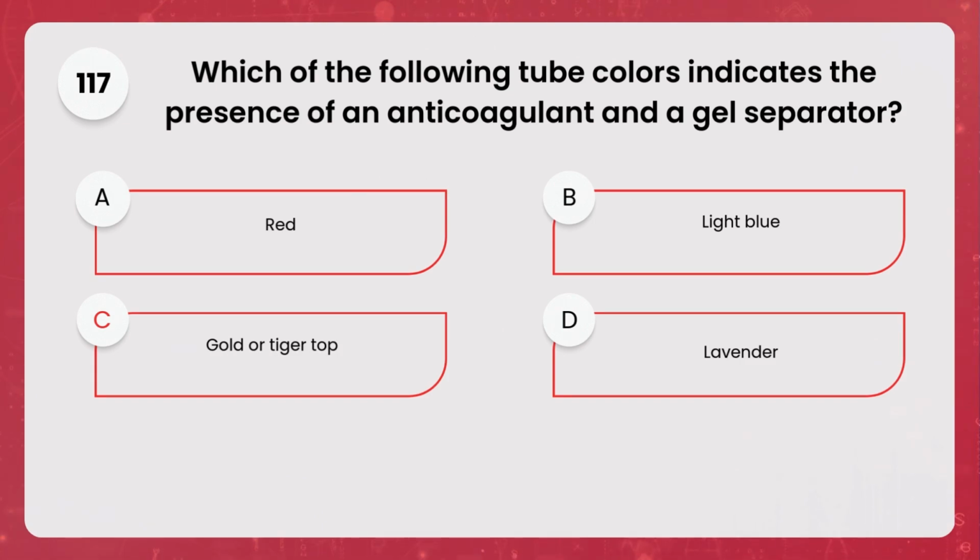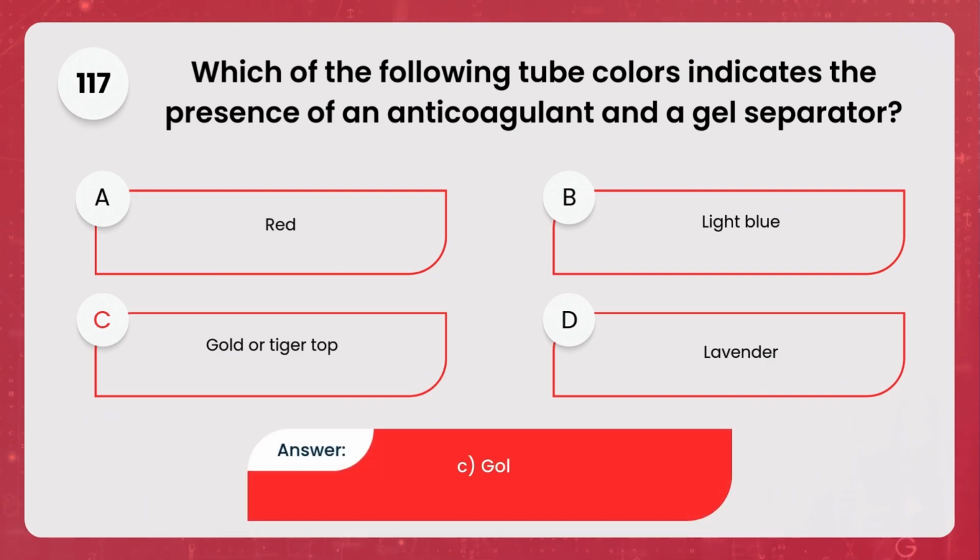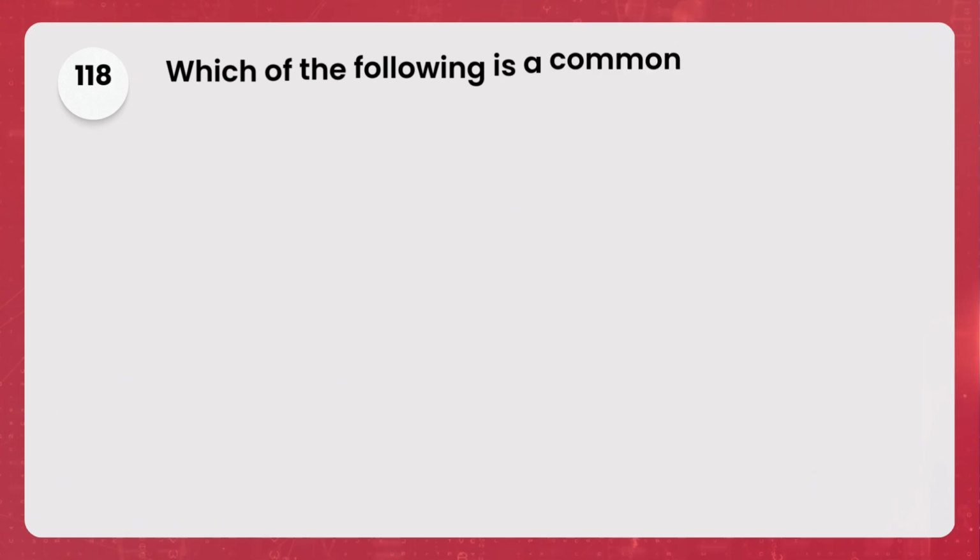Number 117. Which of the following tube colors indicates the presence of an anticoagulant and a gel separator? A. Red. B. Light blue. C. Gold or tiger top. D. Lavender. The answer is C. Gold or tiger top.